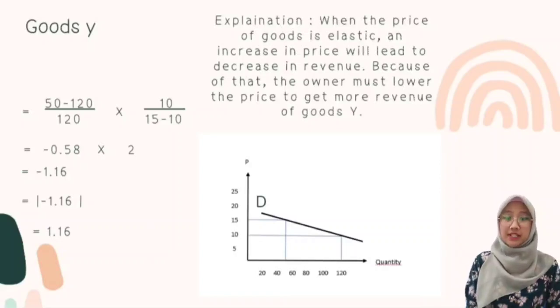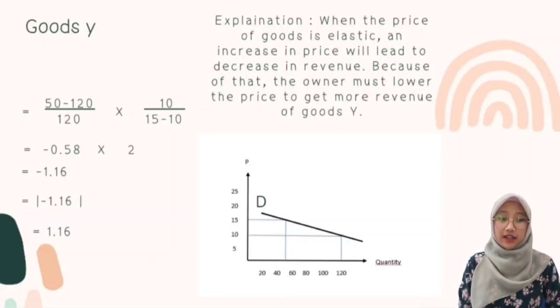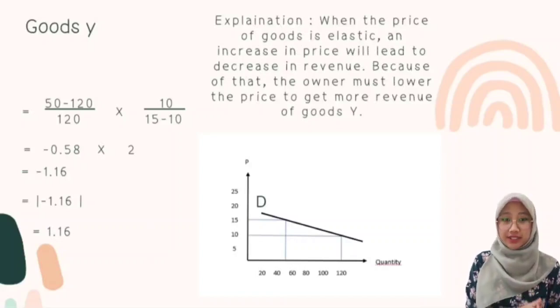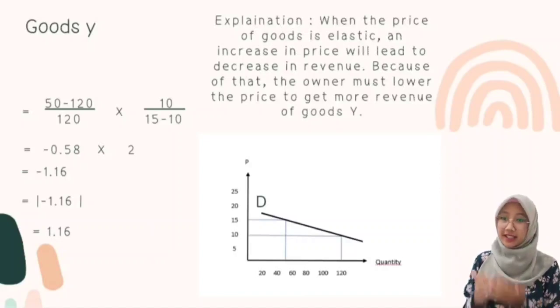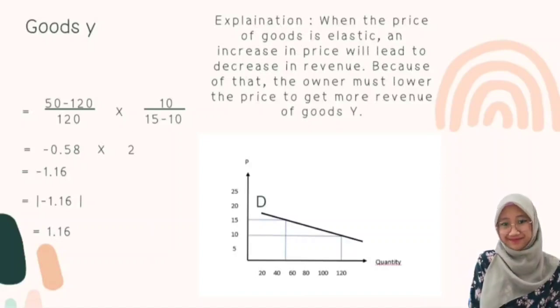And for the explanation, the type of elasticity is elastic because it is more than 1. When demand is elastic, an increase in price will lead to a decrease in revenue. Because of that, the owner must lower the price to get more revenue of good Y. And this is the diagram of good Y.